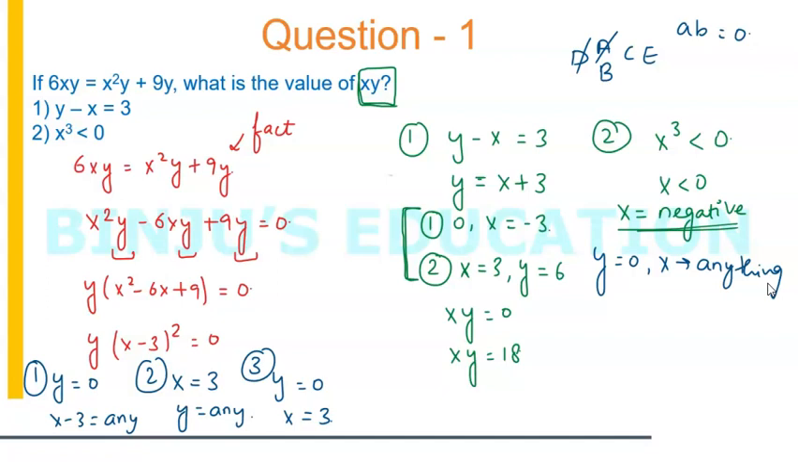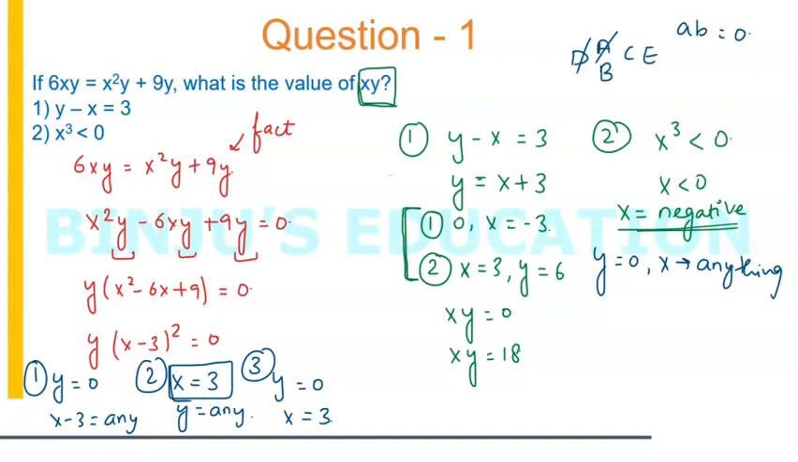Second one says that x is equal to 3, in that case y can be anything. Now this won't go with x being negative, because in this case we know that x is 3. Now if x is 3, in that case x can't be negative. So this condition won't go with the information given to us in the second statement. Now what's the third one? Third one says y is 0, x is 3. Now this also won't go, because we want x to be negative.